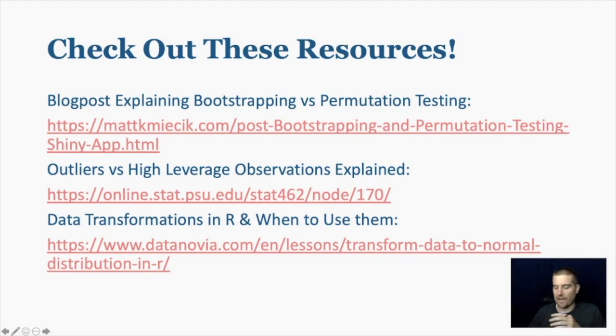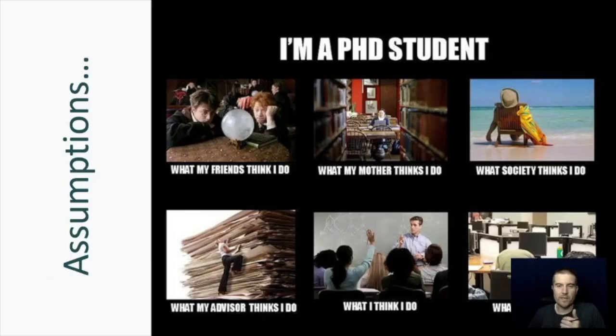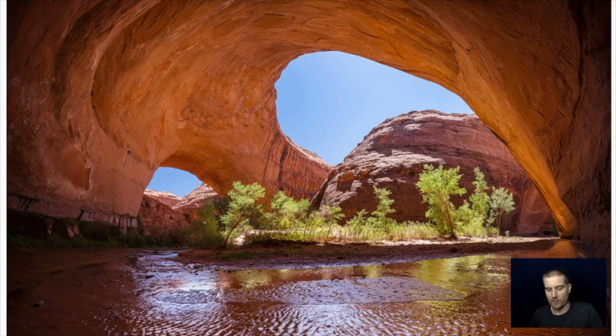So lastly, these are the resources to check out. We have a blog post explaining bootstrapping versus permutation testing, if you're interested in either of those. We also have another one about outliers versus high leverage observations. And there's one that talks about data transformations in R and when to use them. Again, we're going to talk about transformations a little bit more in nonlinear modeling in Unit 3, but it's great to dive into it now. It'll make it easier to understand when we get to it. And of course, assumptions and a beautiful picture of red rock.